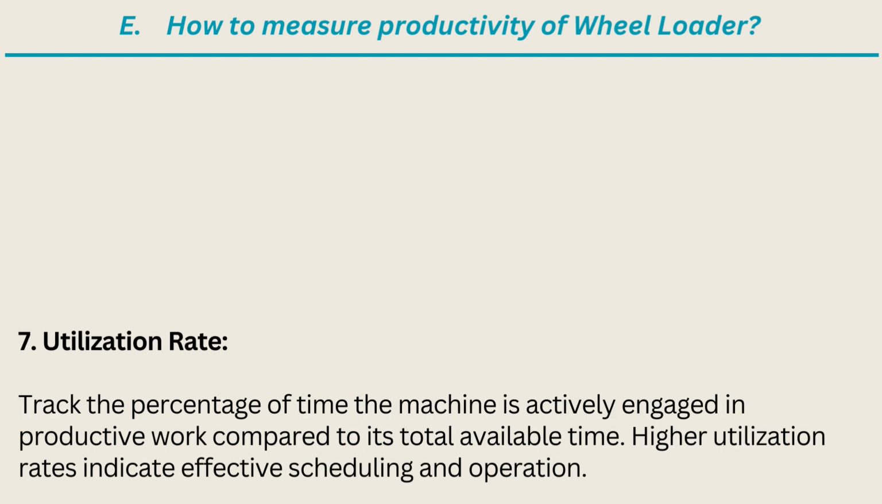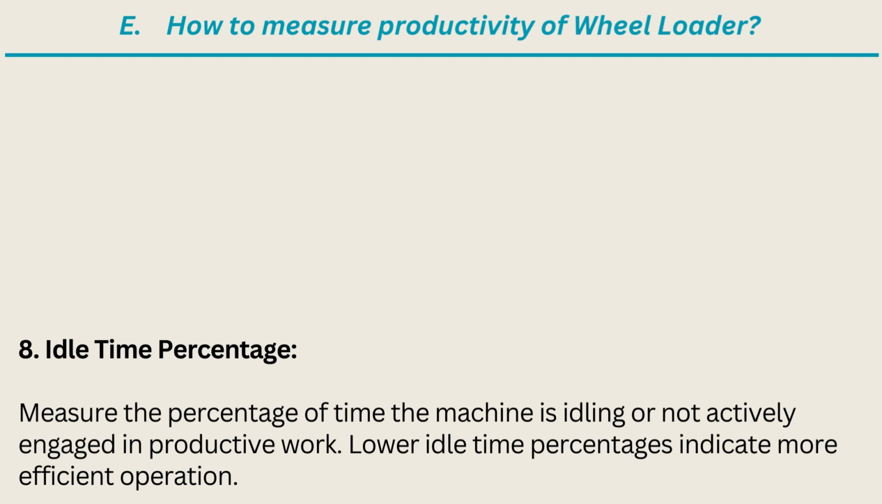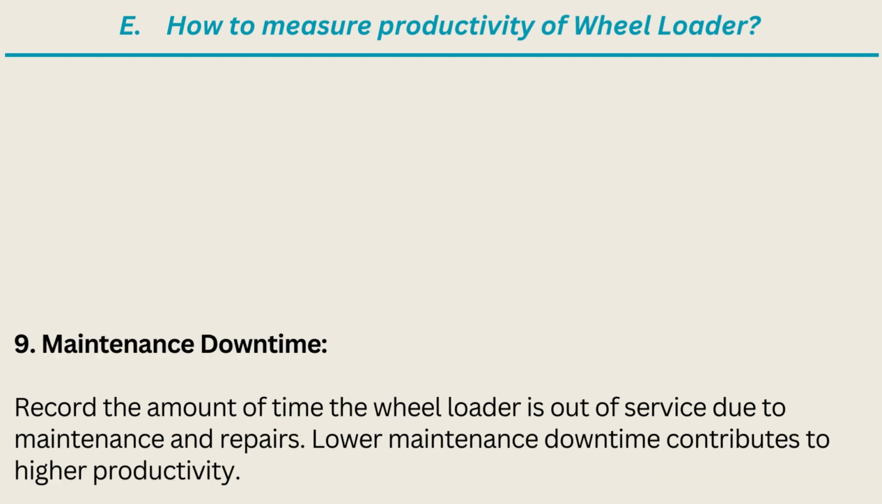7. Utilization rate. Track the percentage of time the machine is actively engaged in productive work compared to its total available time. Higher utilization rates indicate effective scheduling and operation. 8. Idle time percentage. Measure the percentage of time the machine is idling or not actively engaged in productive work. Lower idle time percentages indicate more efficient operation. 9. Maintenance downtime. Record the amount of time the wheel loader is out of service due to maintenance and repairs. Lower maintenance downtime contributes to higher productivity.